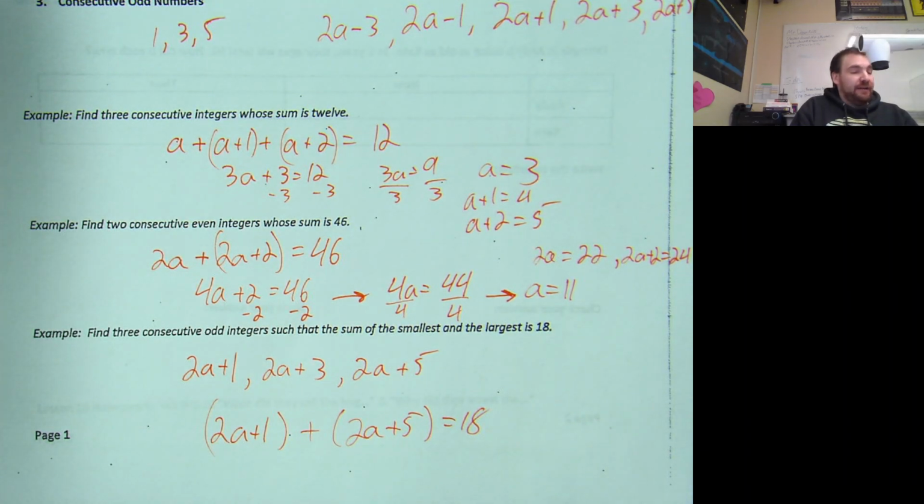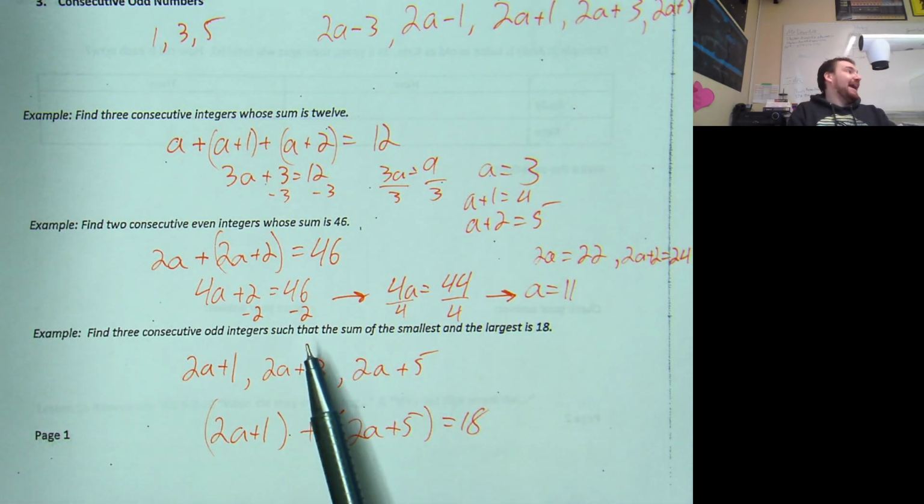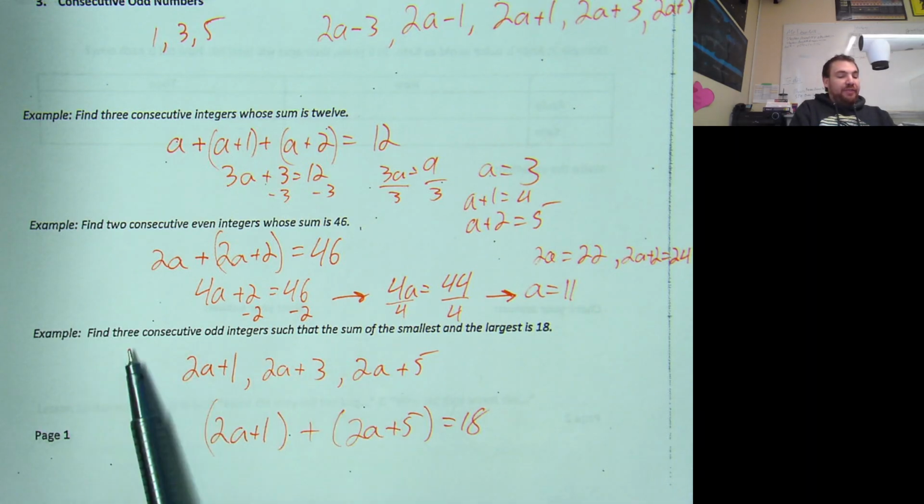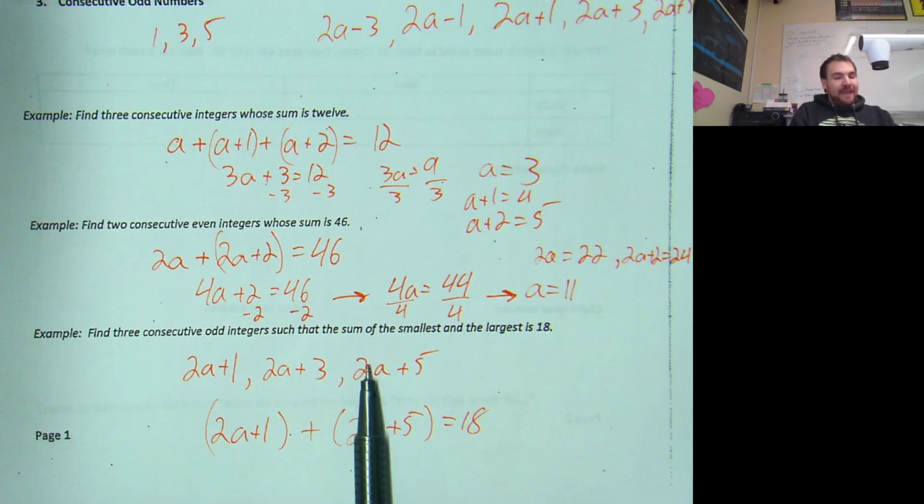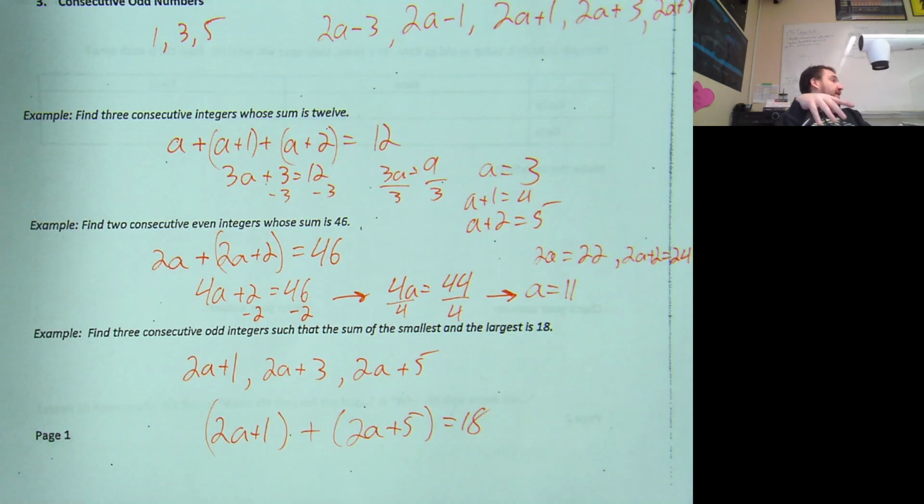Now we're going to simplify. So hold on. No, we are told that we want 3 consecutive odd integers. Here they are. And we want to find these 3 numbers such that the smallest plus the largest is 18. We don't have to use the middle one to find them all for this one.